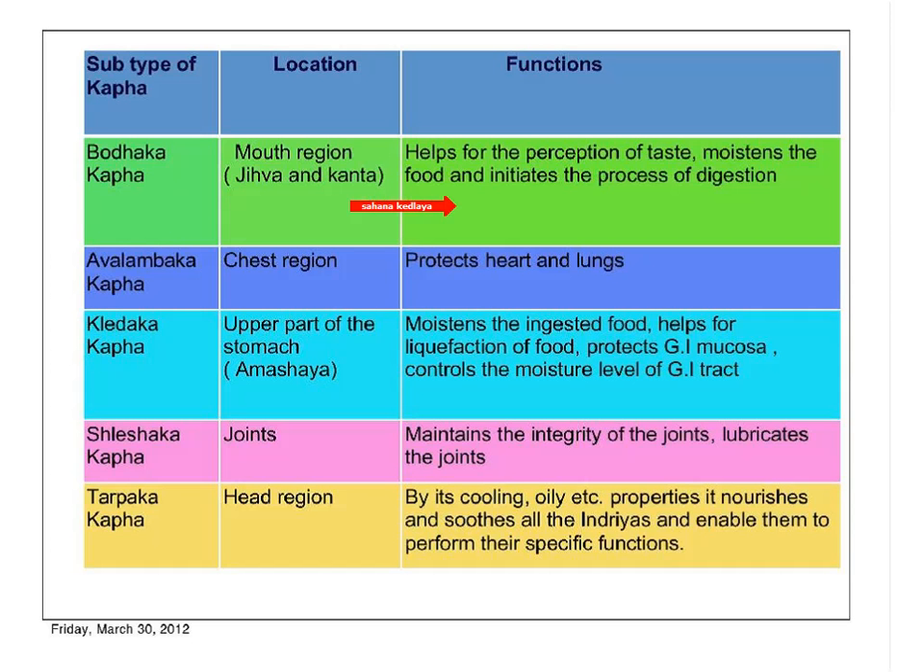and also it helps in moistening of the food, which we have already seen. Another important function of Bodhaka Kapha is that it initiates the process of digestion. Digestion begins in the mouth. As soon as we put the food in the mouth, the Bodhaka Kapha moistens the food and it contains an enzyme called amylase. It starts breaking down the polysaccharides into simple sugars. So the process of digestion starts in the mouth with the help of the Bodhaka Kapha.